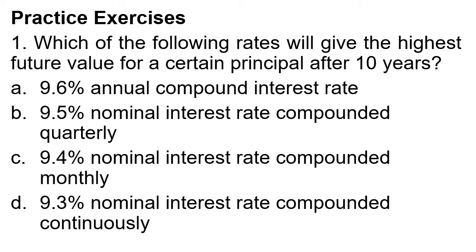For your practice exercises, answer the following problems. Number 1, which of the following rates will give the highest future value for a certain principal after 10 years? A, 9.6% annual compound interest rate. B, 9.5% nominal interest rate compounded quarterly. C, 9.5% nominal interest rate compounded monthly. And D, 9.3% nominal interest rate compounded continuously.